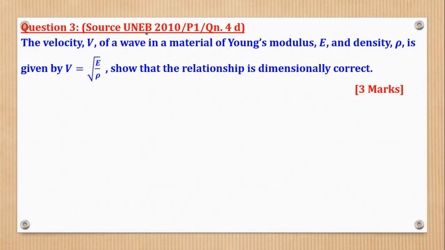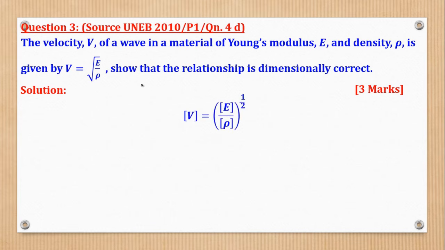Question 3 came from U.A.C.E 2010, paper 1, question 4D, and it says, the velocity v of a wave in a material of Young's modulus E and density rho is given by this formula. Show that the relationship is dimensionally correct.